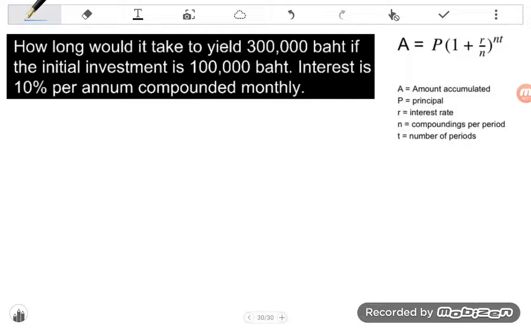So let's take a look at how we can use this equation to solve the question we have here. The question is asking us, how long would it take to get 300,000 baht if the initial investment is 100,000 baht? The interest is 10% per year, compounded monthly. Per annum means per year. So I want you guys to pause the video, write down what you think the value of P, the value of R, value of N, and the value of T is, and then come back to this video and we'll see if your values are correct or wrong.